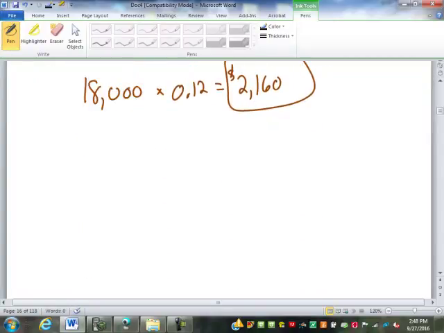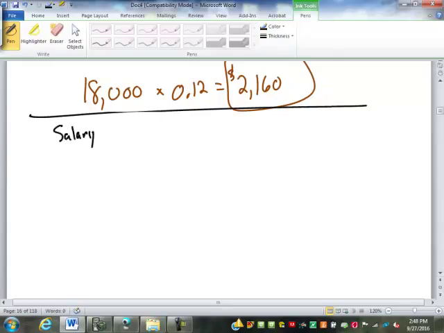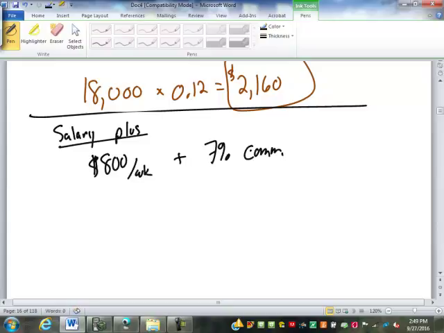Now, commission isn't always that simple, where it's just a flat percentage of your sales or of your production. Sometimes you might have a wage plus or a salary plus. So you might have that you're going to get $800 per week plus 7% commission. So let's say you have a week where you have sales of $9,500. How much are you going to earn?